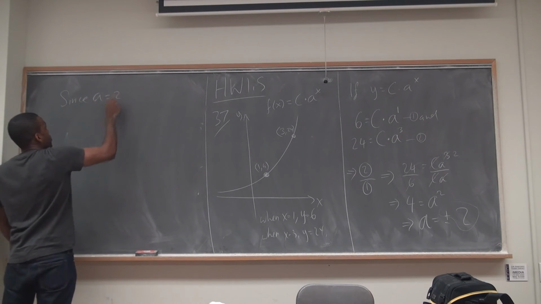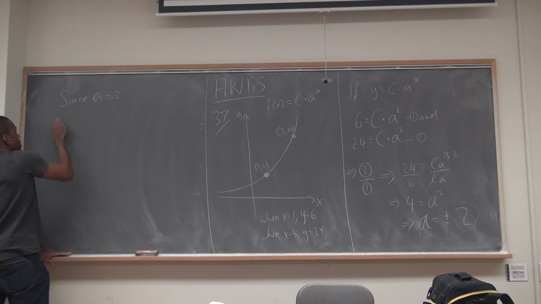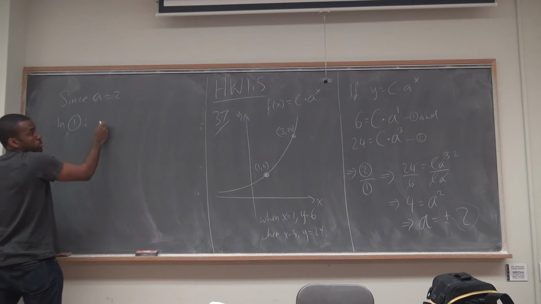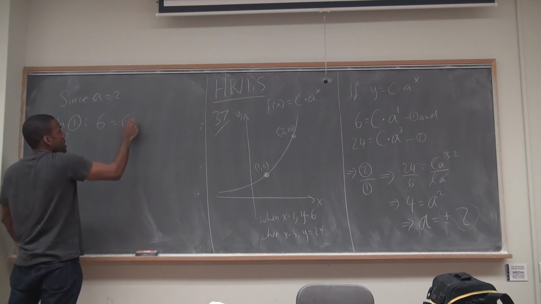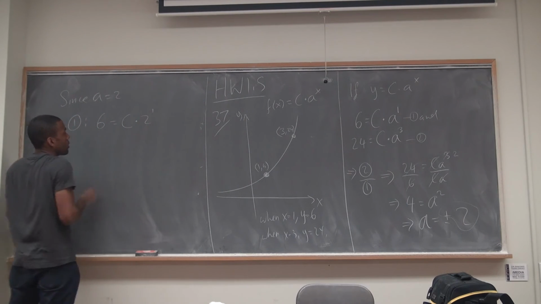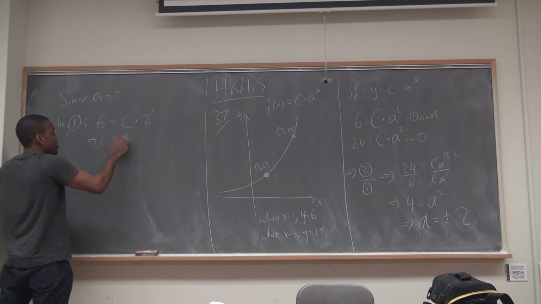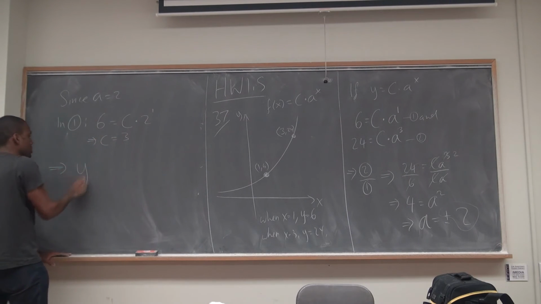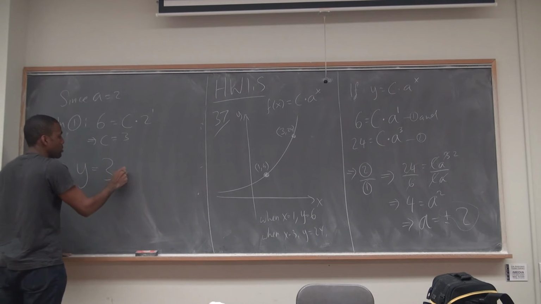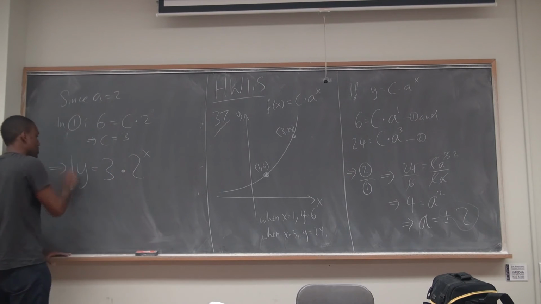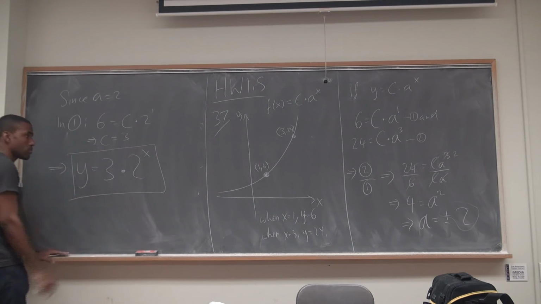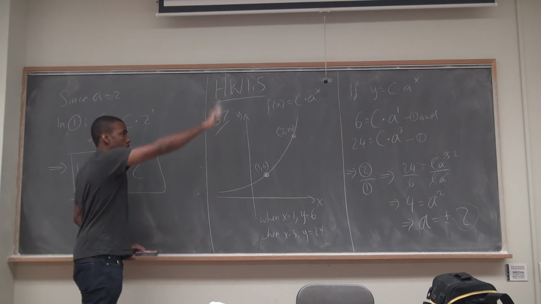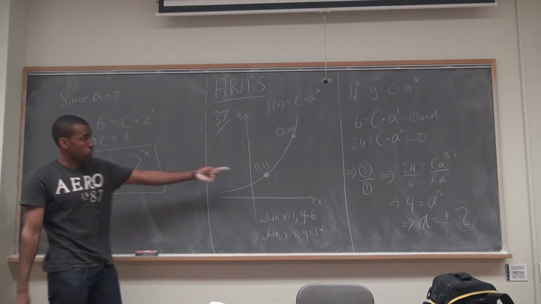Since A equals 2, I know that in 1, my 6 is equal to C times 2 to the 1, which means my C is going to be 3, which means the graph is 3 times 2 to the x. That would have this graph, and this function will pass through those 2 points.